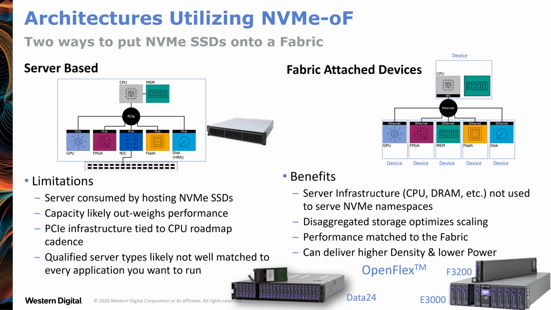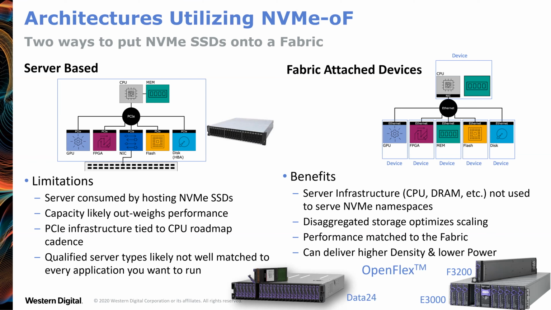When you add all these things together, and particularly the fact that we're not using an x86 architecture and DRAM and things like that in a server to provide these namespaces over the fabric, you get the highest density and the lowest power out of these solutions of anything available.